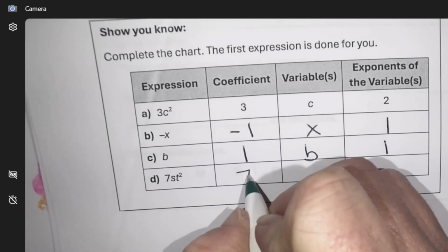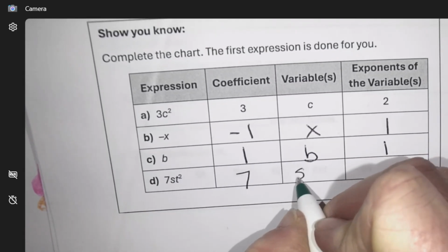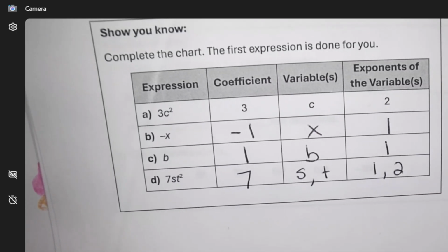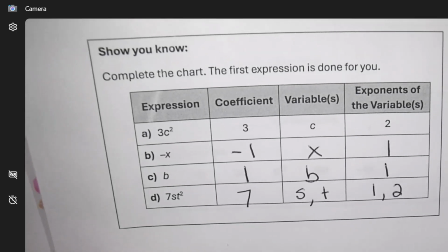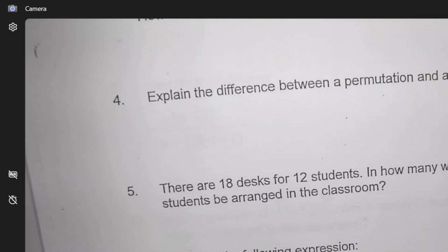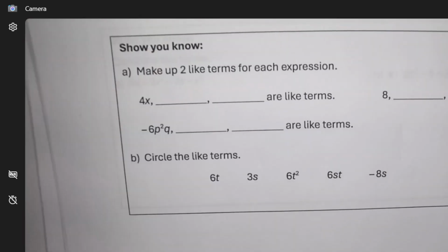And your last one should be 7, S, and a T, a 1, and a 2. Oh, I get it. Why is there a 1?